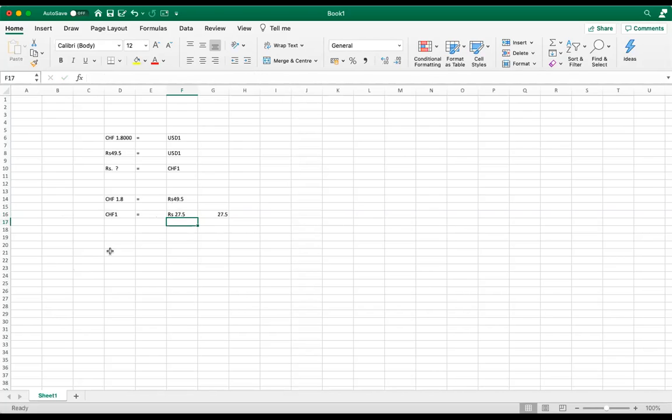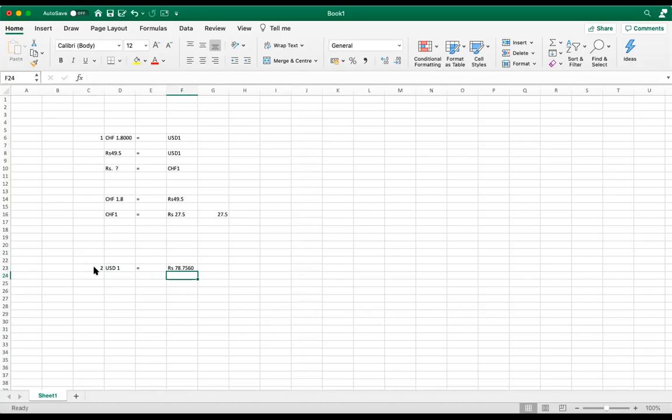So now again I will do another problem, problem number 2. See, 1, right, is equal to rupees 78.6.